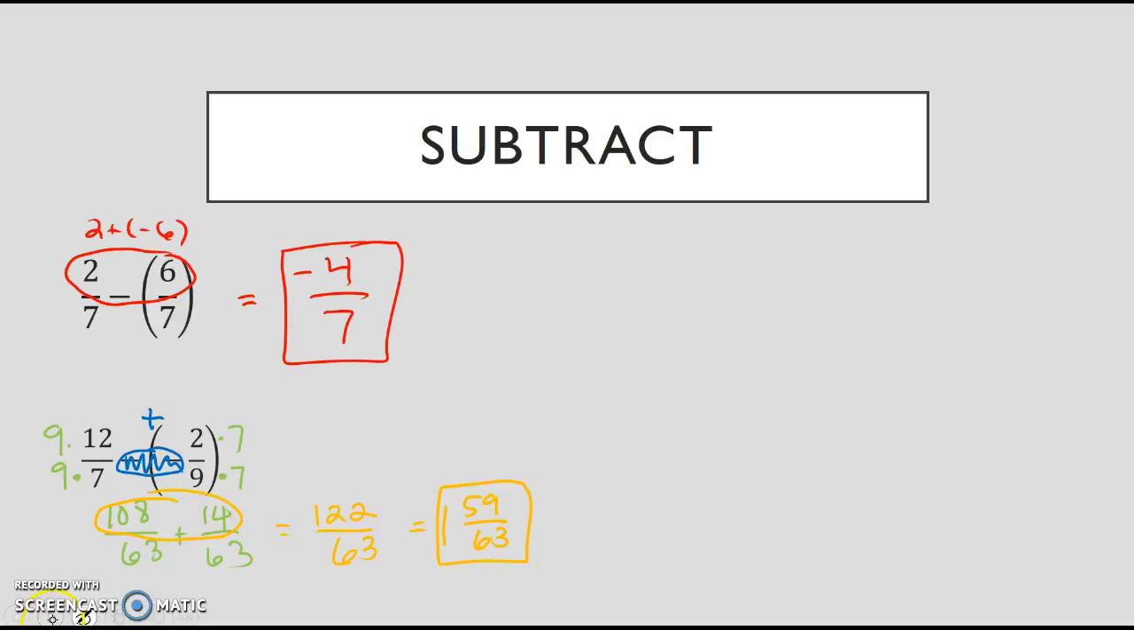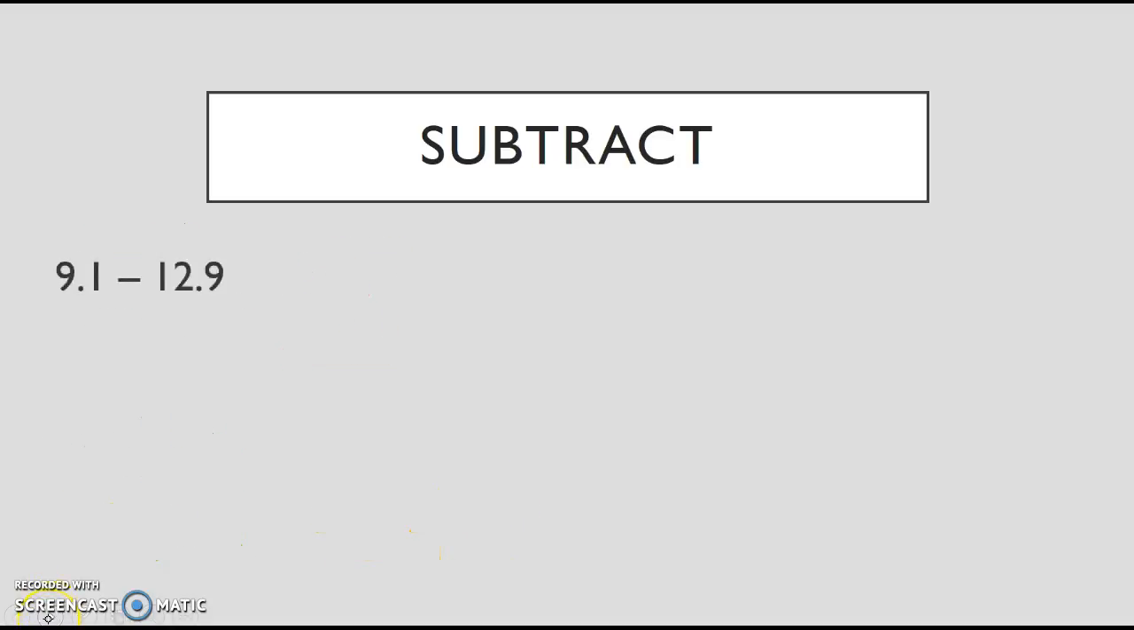Okay, next we're going to be dealing with some decimals. We're still subtracting. So we have 9.1 minus 12.9. Now here, we're starting with a low amount of positives and we're taking even more than what we started with away. So if we have about 9 and we take away about 13, we're going to end up with a negative answer. So I'm going to put that negative sign to the side so I remember.